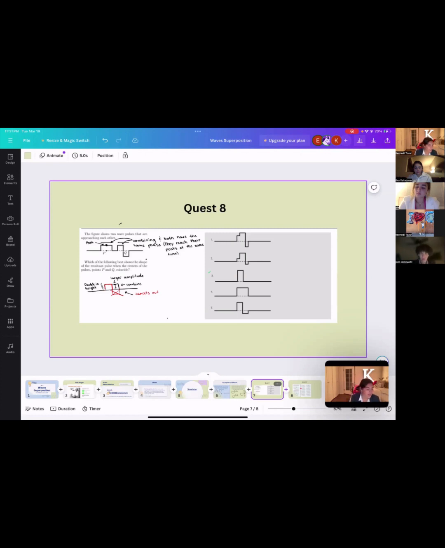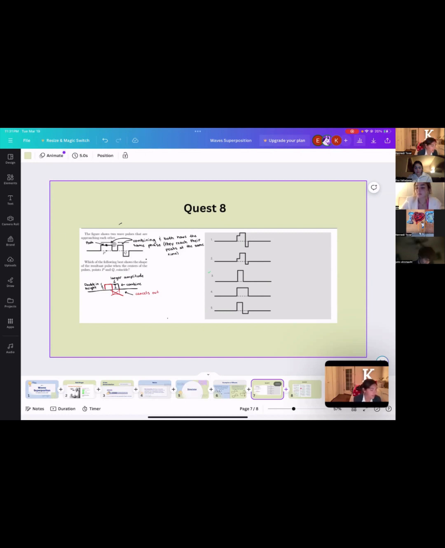Okay, so now I'm going to be showing you guys question number 8. So the question reads, the figure shows two wave pulses that are approaching each other. Which of the following best shows the shape of the resultant pulse when the centers of pulses point P and Q coincide? If you're watching this on Schoology, please copy down this word. If you're in person, please copy down as I write it down.